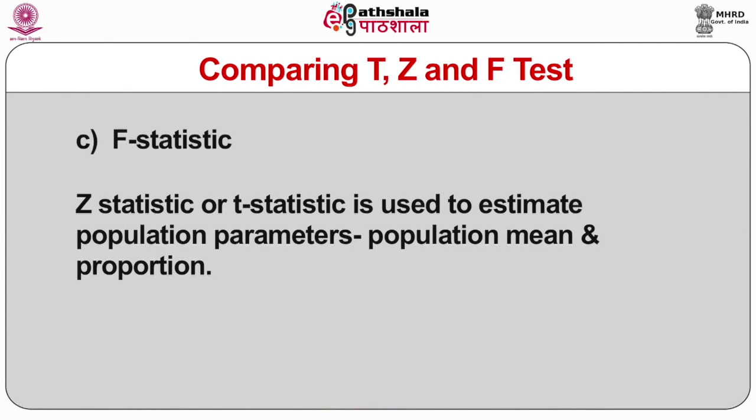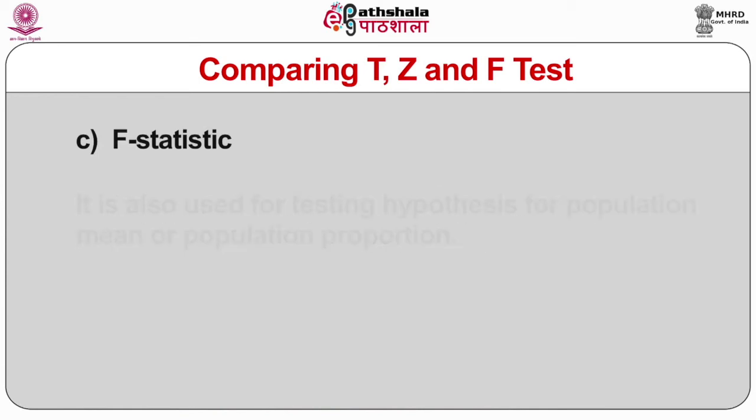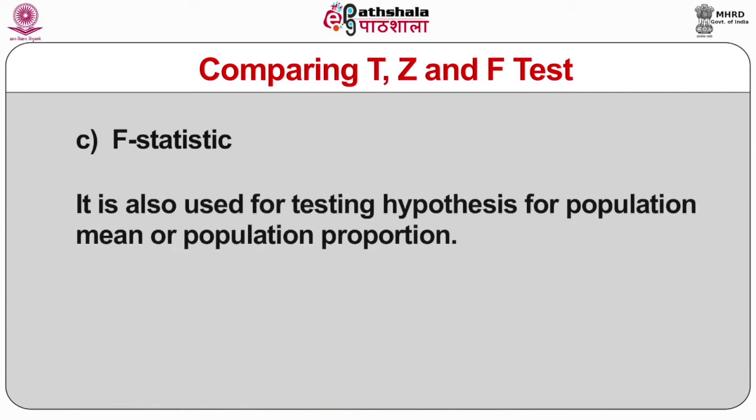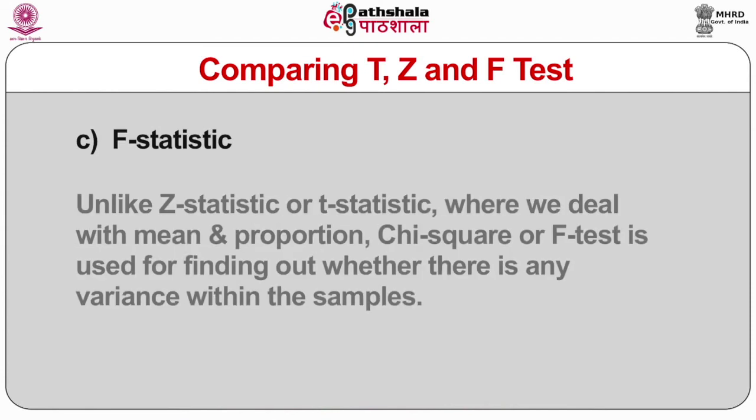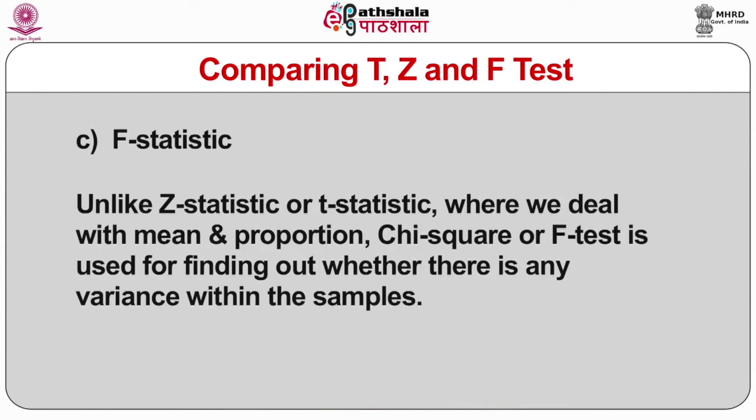Now, the F statistics. Z or T statistics is used to estimate the population parameters, that is the population mean and the proportion. It is also used for testing the hypothesis for population mean or population proportion. Unlike the Z statistics or the T statistics, where we deal with the mean and proportion, chi-square or F-test is used for finding out whether there is any variance within the sample. F-test is the ratio of variance of two samples.